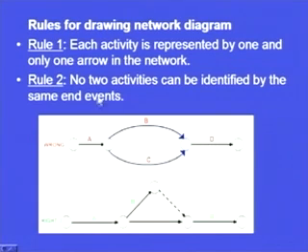The second rule is that no two activities can be identified by the same end events. In this case, you see why wrong is written here: activity B and C have the same end events. No two activities can be identified by the same end events. So, here activities B and C have the same end event, which is not possible according to the rules of constructing the network diagram. So, this has to be modified. How does it have to be modified?